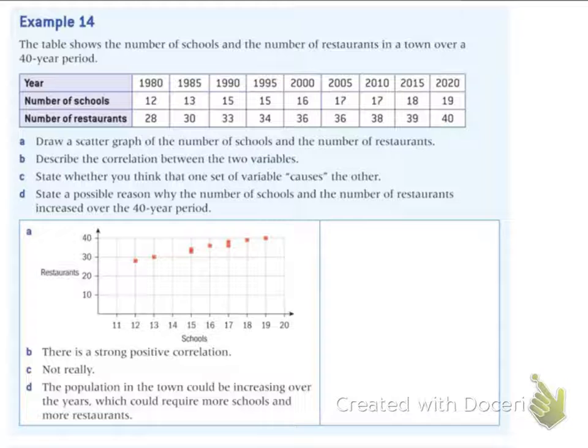So kind of think about what the inputs and outputs, the dependent and independent variables are. And then it says state a possible reason why the number of schools and the number of restaurants increased over a 40-year period. Well, obviously, it kind of makes sense. If you have to open up another school, that means the population in the town got bigger, so therefore you're going to need more restaurants for those people to eat at. So there could be correlations, right? The population might be a better causation than just the school.